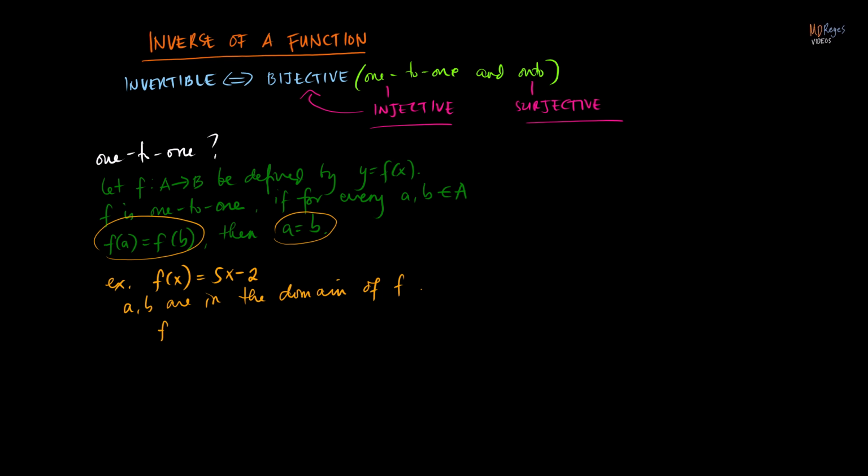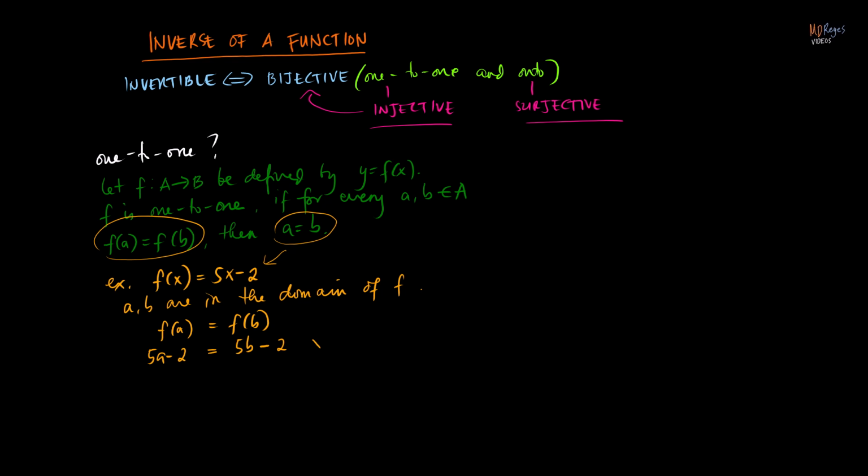So f of a equates to f of b. Alright, so what is f of a? We simply change x to a in that expression. So that's going to give us 5a minus 2. And then equate that to f of b. So for f of b, we change all x in 5x minus 2 to b. So that's 5b minus 2.